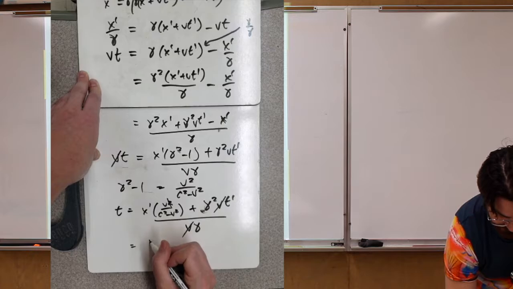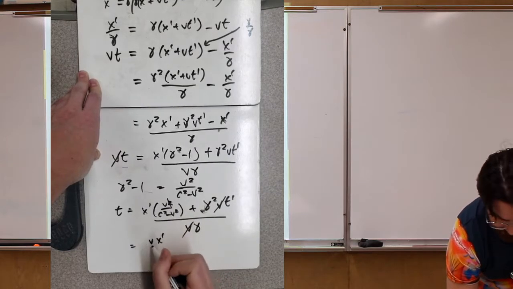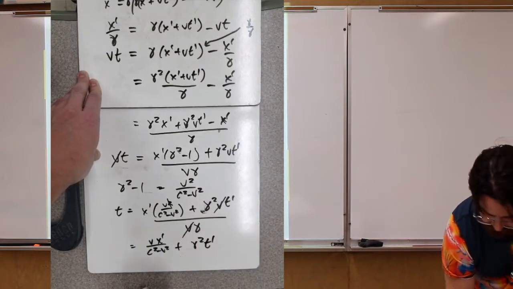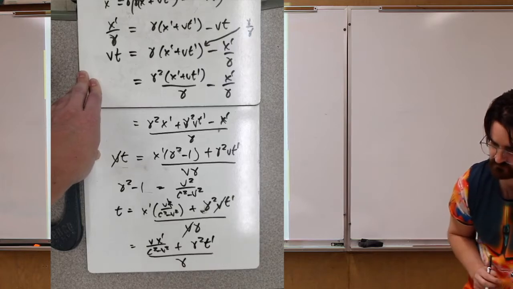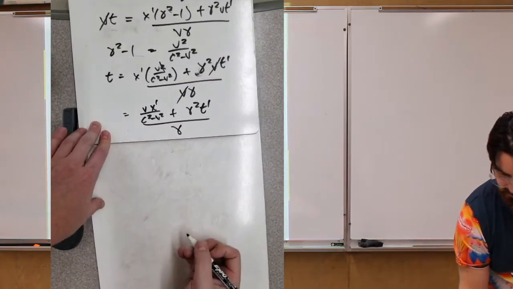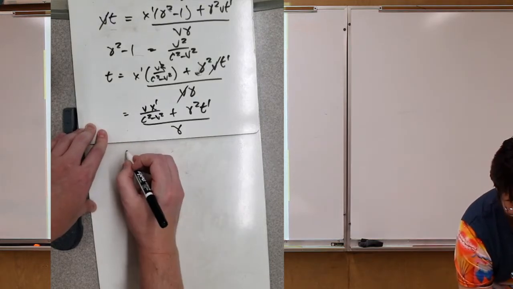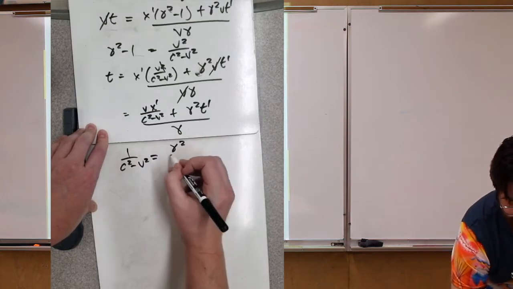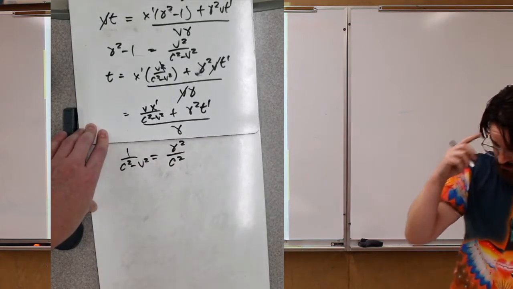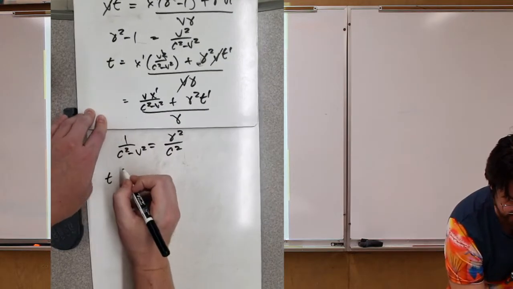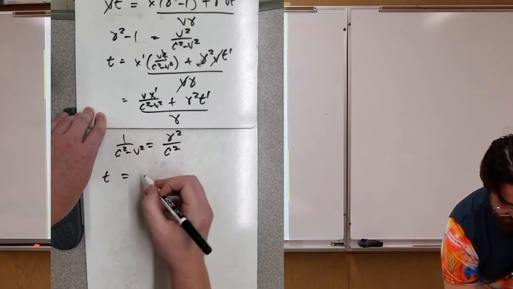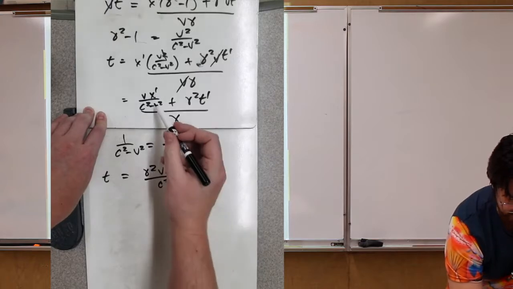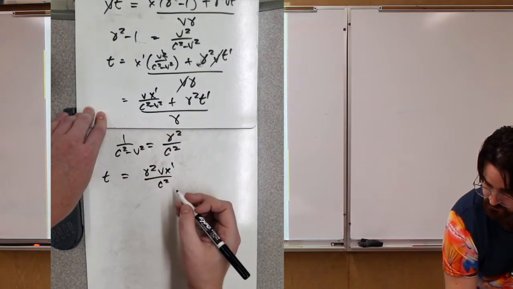Finally, we're looking at v x prime over c squared minus v squared, plus that gamma squared t prime, that's still all over gamma. Let's keep going. One more aside here. It turns out that this 1 over c squared minus v squared, we could also revert and rewrite as gamma squared over c squared, meaning now that t is going to look like gamma squared v x prime over c squared, using that to replace the c squared minus v squared.